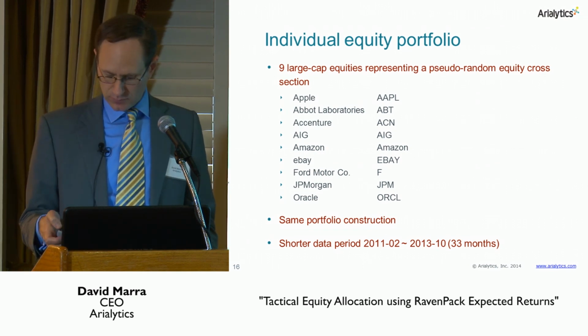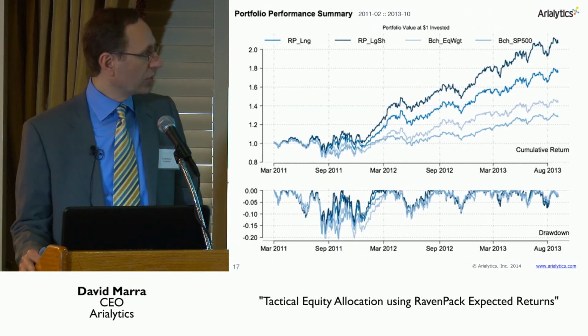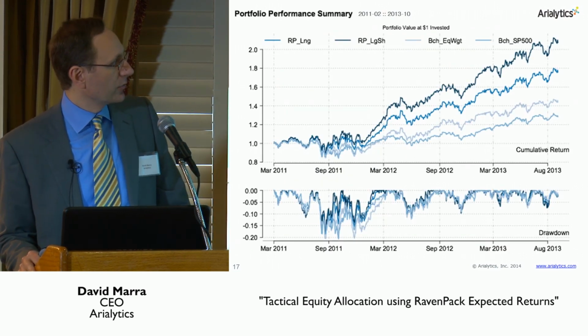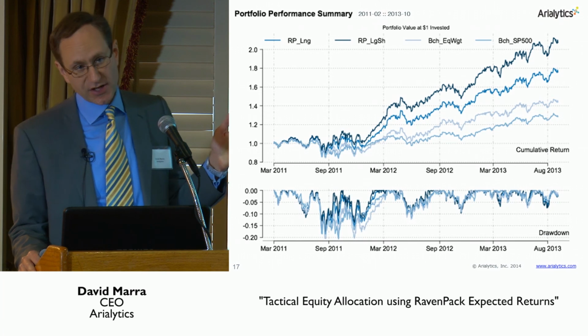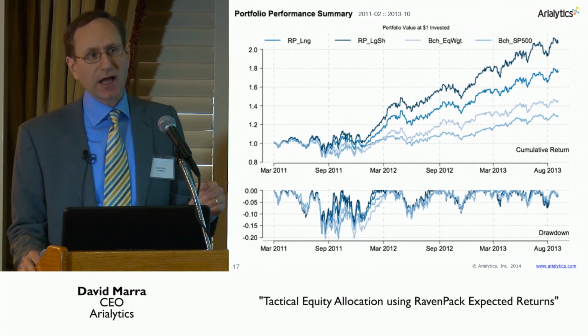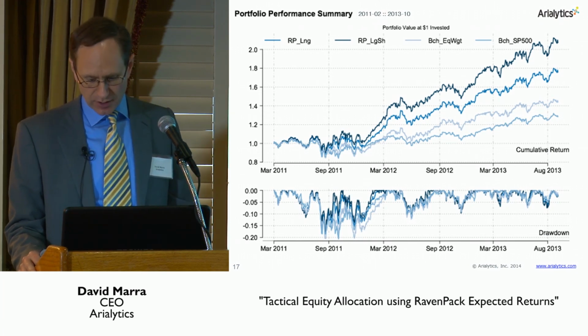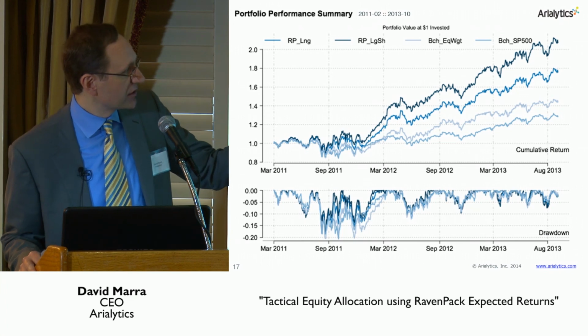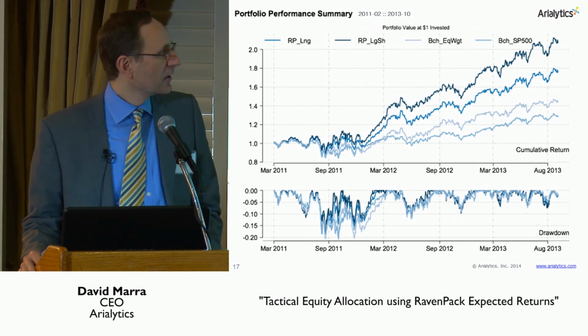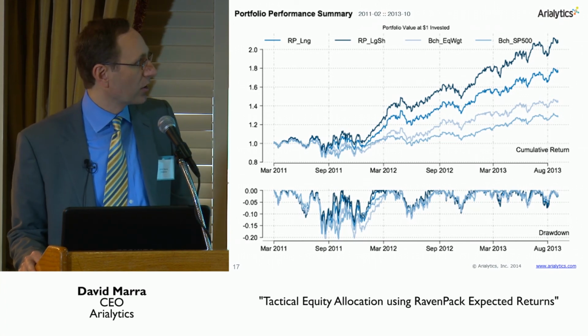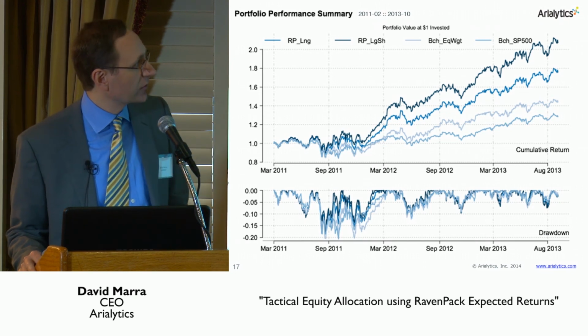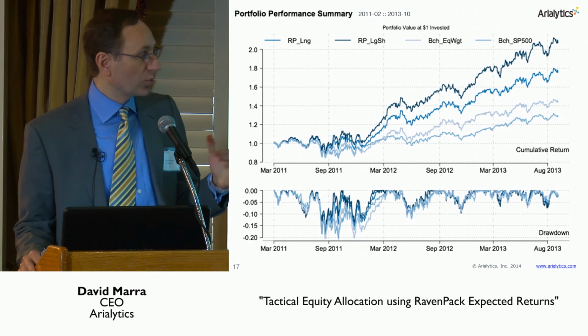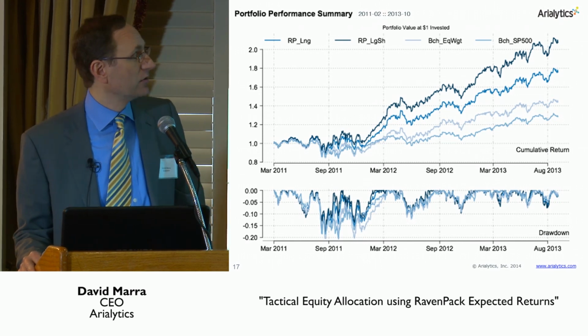And here are the results. The benchmark is the same benchmark. It's the equal weight of these 9 individual equities. And the lowest line is the S&P 500. And then the 2 top lines are the long short at the top, and then the long only as the next line. And we get even better performance than before.